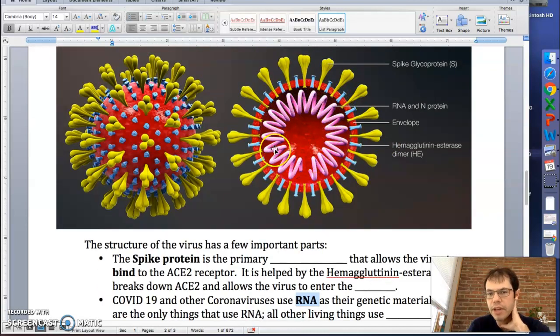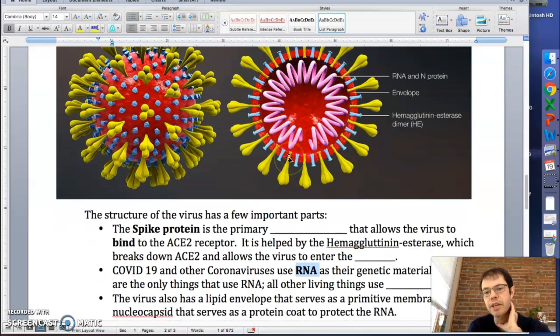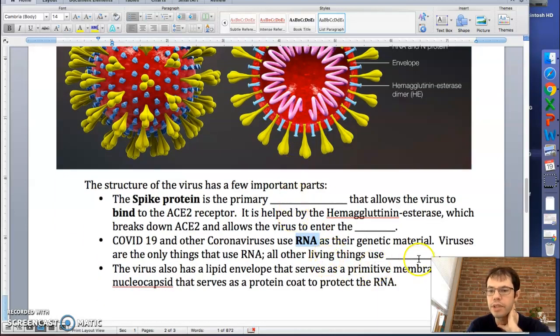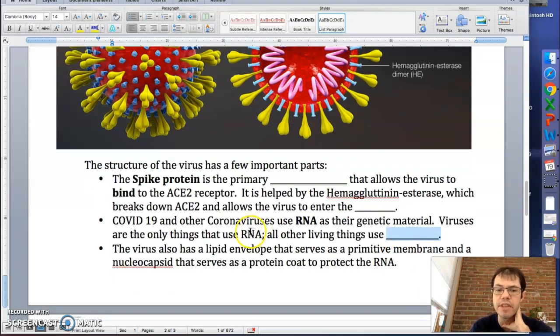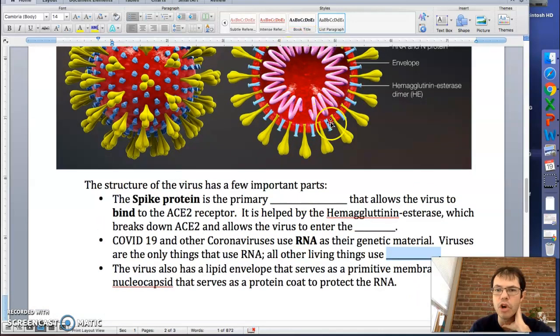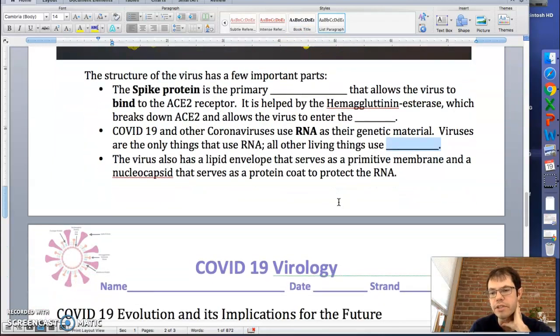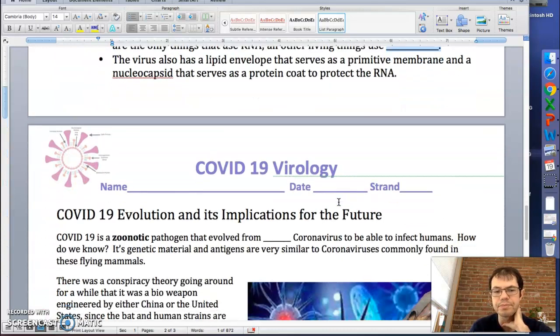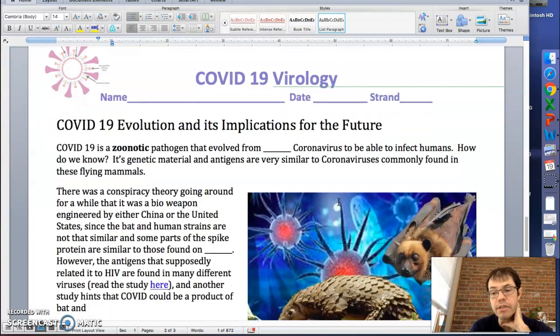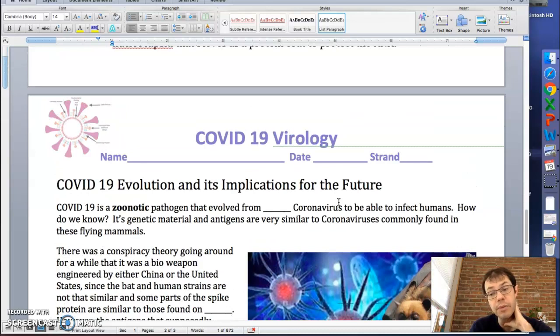The RNA of a virus is its genetic material, and viruses are the only things, not all of them, but some of them, that use RNA as their genetic material. Most other living things use DNA. Write that down right there. And then it has a simple lipid envelope with a nucleocapsid to protect that RNA from damage from the environment, which it does mediocre. So that's what it is and what it's not.